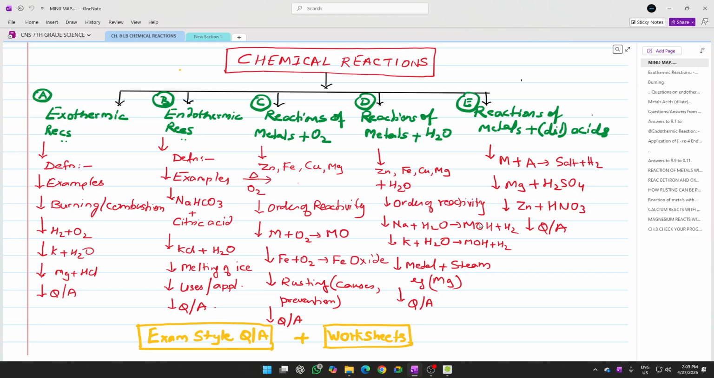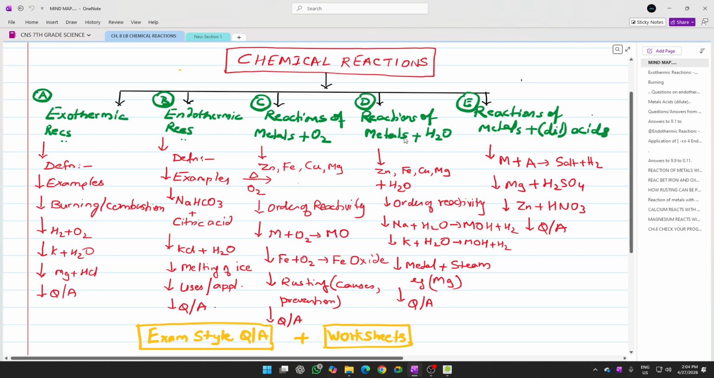As you can see, chemical reactions is the name of the chapter. This is chapter number 8 in your textbook, as I told you. This particular chapter has been divided into so many sections, like in your textbook you can see 8.1, 8.2, 8.3, 8.4, etc. So first I am going to discuss this mind map. In the mind map, I will always discuss what are the different topics that you are going to study, in order, in this particular chapter.